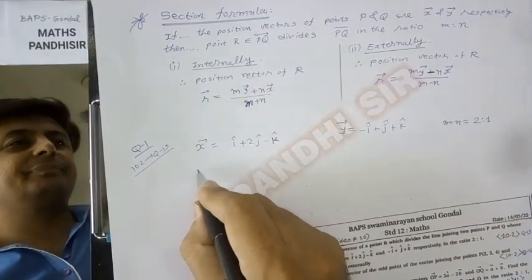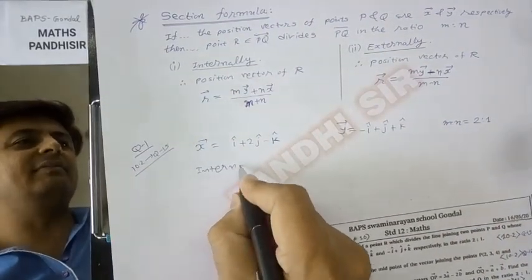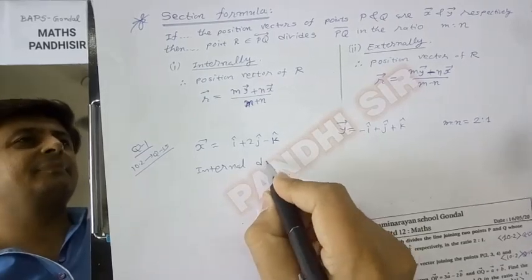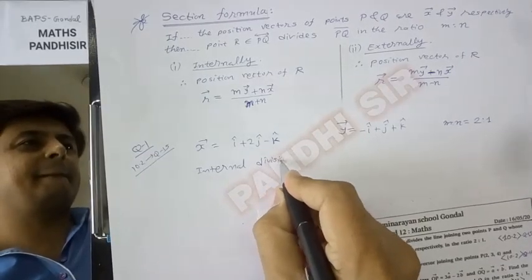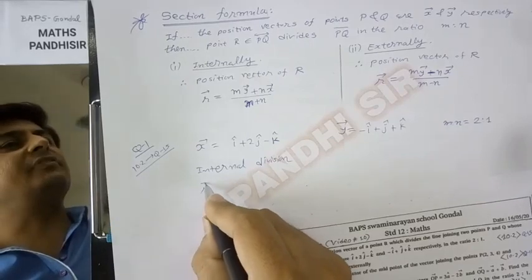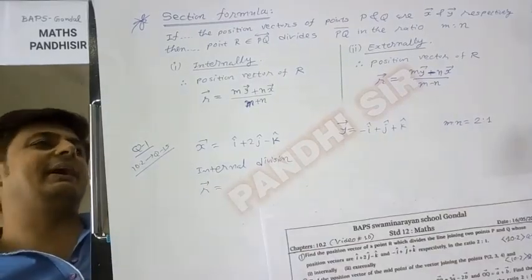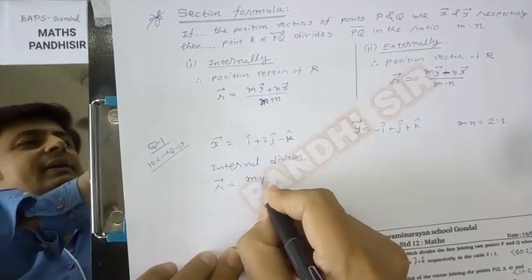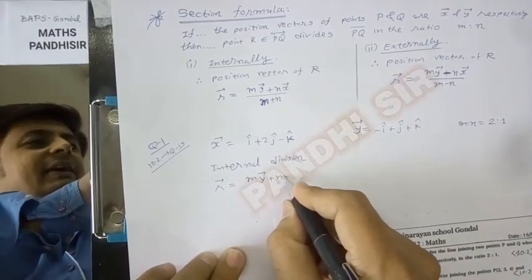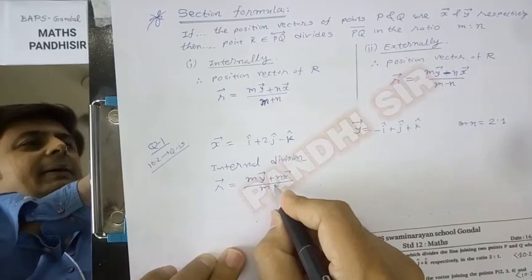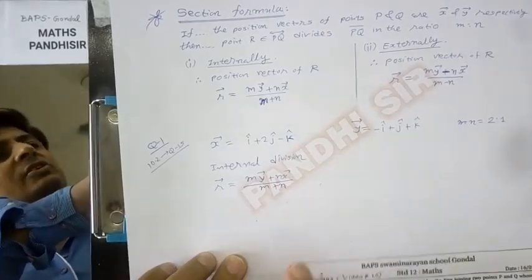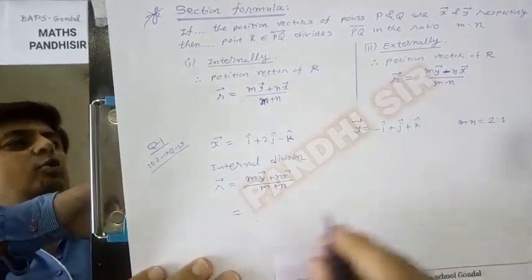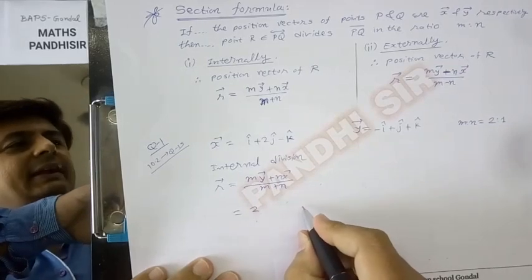So for internal division, the position vector of the dividing point R is, look, m times y plus n times x upon m plus n. So m and n are 2 and 1, 2 and 1 here.